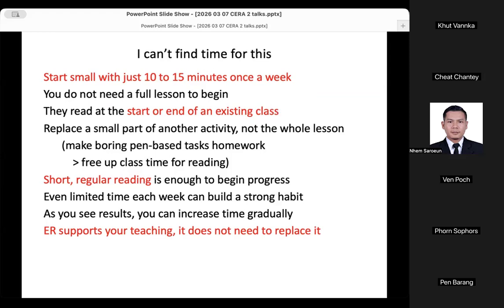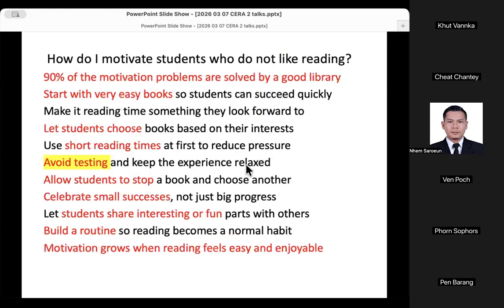Short, regular reading is really, really key here. So the next question is, how do I motivate students? So many of you may be saying, oh, my students don't like to read. And probably the reason for that is their previous reading experience has been very negative. They've only read difficult stuff. 90% of your motivation problem will go away if you have a good library. If you have good, interesting books, the problem largely goes away.